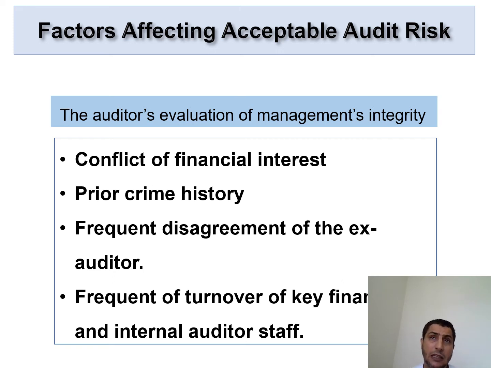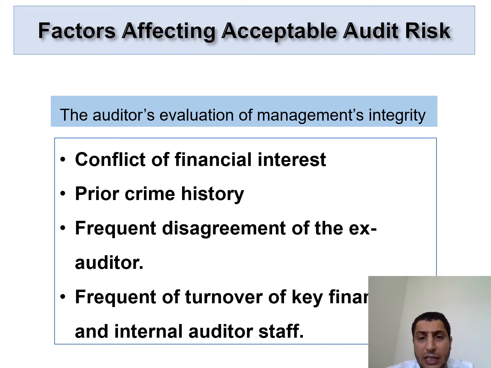So in that case, it raises a question: if the turnover is very short, let's say 1 year or 2 years, and they keep changing or resigning the financial manager or the internal audit staff, it may be because management tries to manipulate something in the financial statements, and the financial managers, financial staff and internal audit cannot accept it, and they resign from the company. So those are some factors that may affect management integrity.